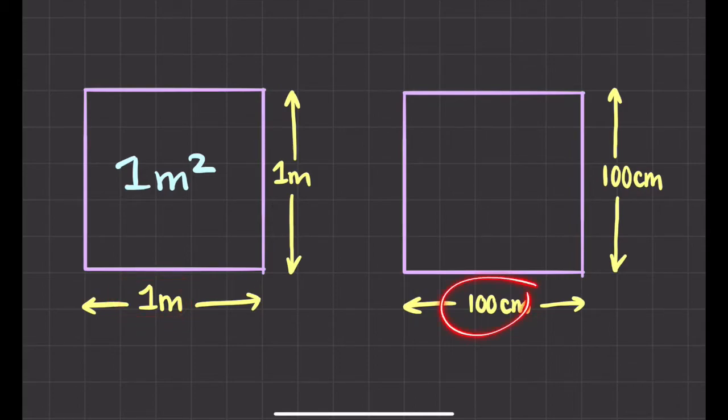But 100 times 100 is 10,000. So 10,000 centimeters squared. So 1 meter squared is the same as 10,000 centimeters squared. So if I had, I don't know, 4 meters squared, that would be 40,000 centimeters squared. Or if I had half a meter squared, that would be 5,000 centimeters squared.